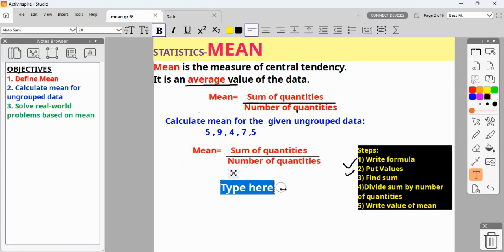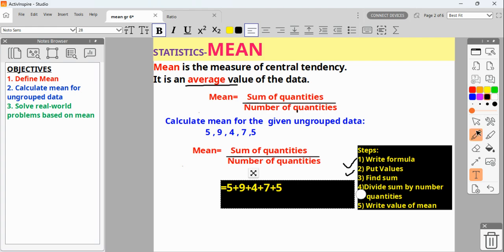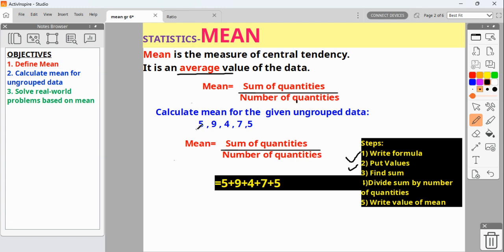Mean is equal to sum of quantities, which means we will add all these quantities: 5 plus 9 plus 4 plus 7 plus 5. So these are the quantities that we have to sum. And then we have to divide it by the number of quantities. We can calculate here how many quantities are there. One, 2, 3, 4, 5. Total quantities are 5, so we will divide it by 5, because down here we have to write the number of quantities. Number of quantities are 5.